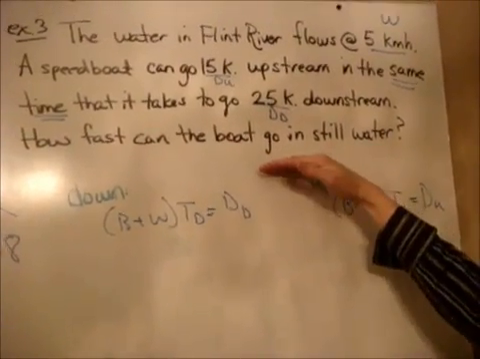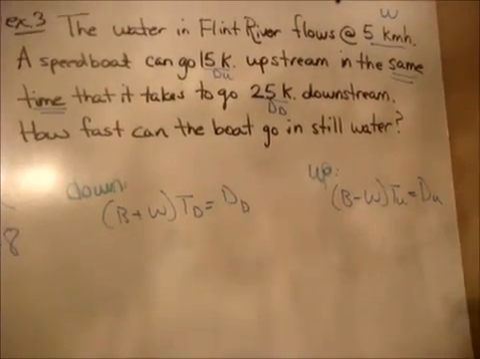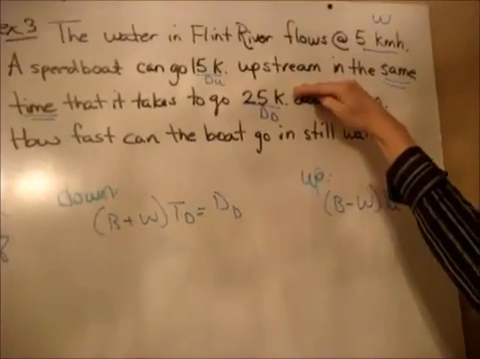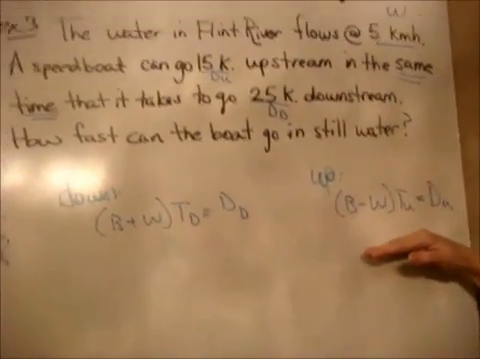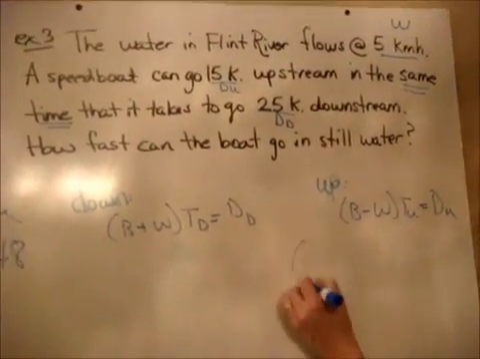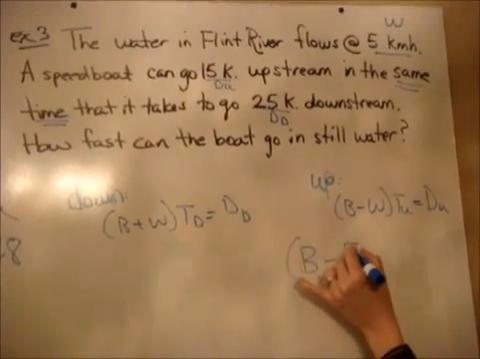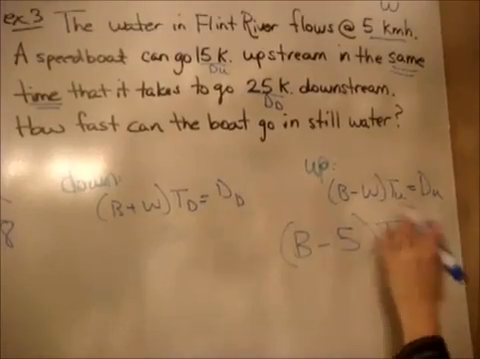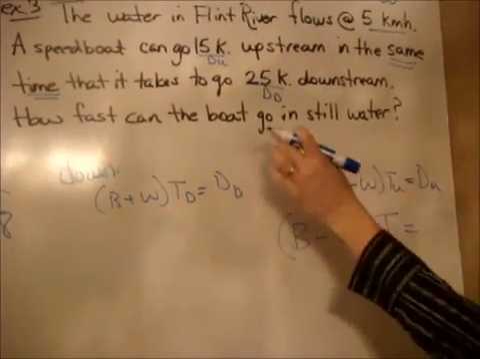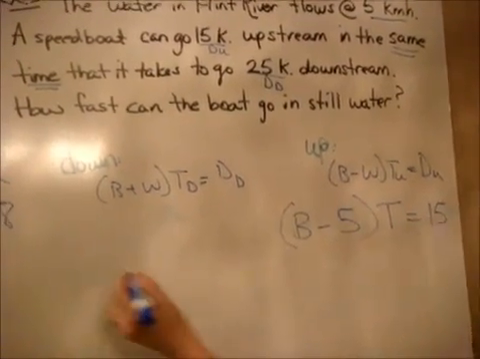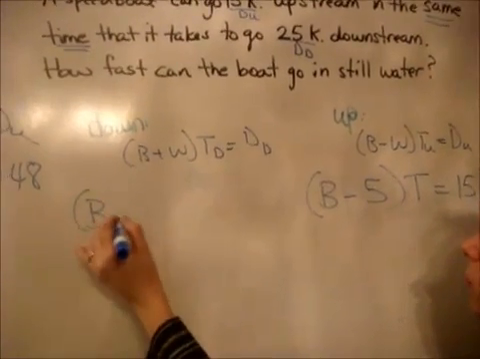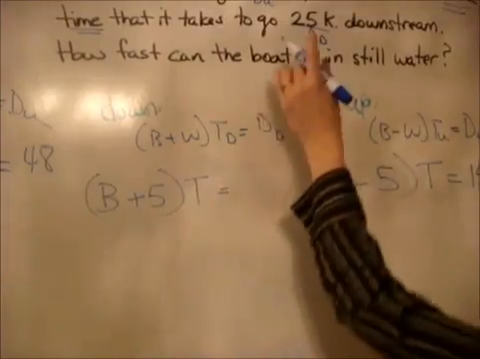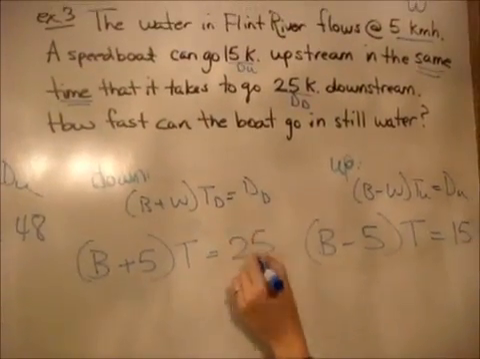So we're looking for the speed of the boat, so we're looking for the B. This one's tricky because they're starting with the upstream. So we're going to put the numbers in this equation first. So we have the boat, the speed of the water is 5. The time we're just going to make T because they're both the same. We don't need to subscript them. And the distance is 15. This one's the same thing. Boat plus 5. The time is just T, and this distance is 25.